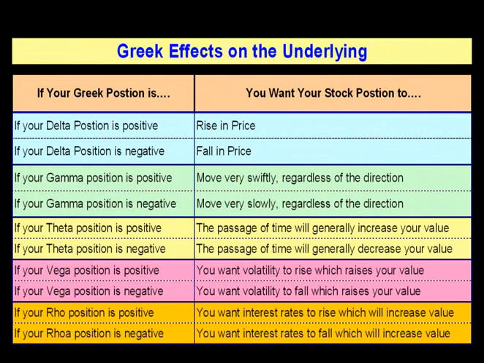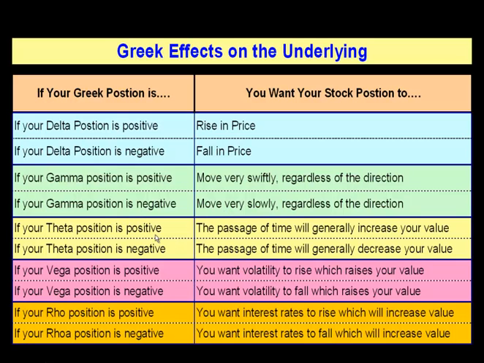And then finally, I've got a chart here that basically summarizes the Greek effects on the underlying security you're trading. If your delta position is positive, then obviously you want your stock to rise, or you want your stock to fall in price if your delta position is negative. If your gamma is positive, you're long, so you want things to move very quickly. If your gamma position is negative, like a credit spread trader, you want things to move very slowly.